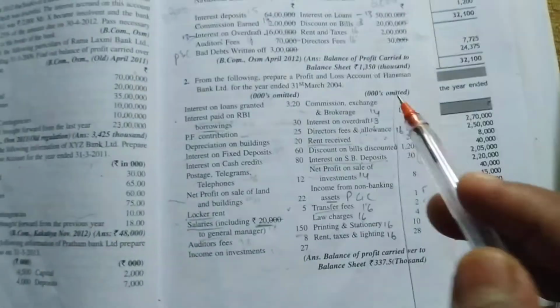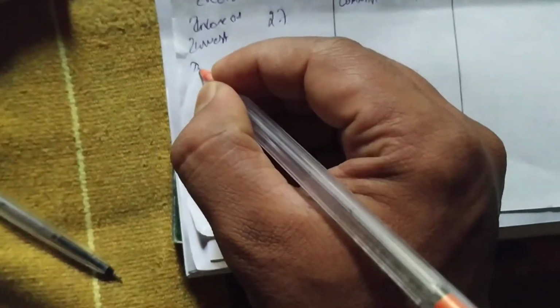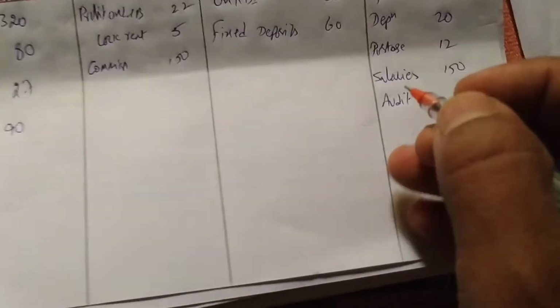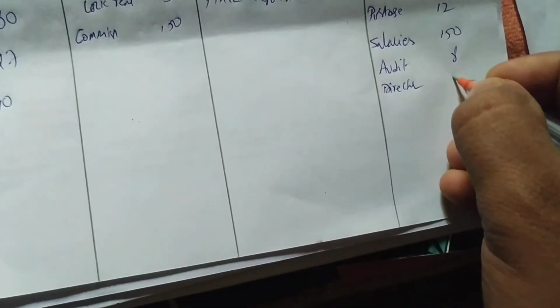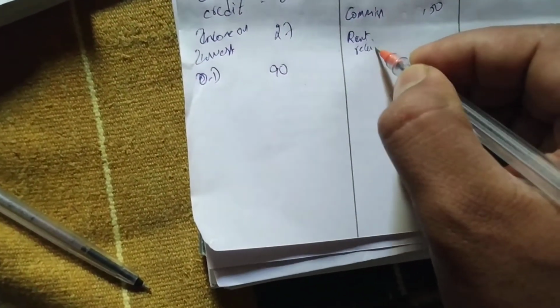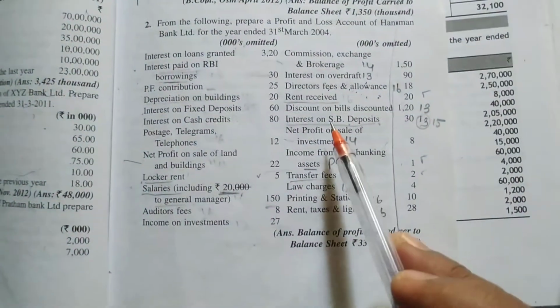Amount is 150. Next, interest on overdraft. Interest on overdraft is also direct income. OD I am writing. How much is OD? 90. OD means overdraft. Director fees and allowance, that is 18. That is also operating expenses. Director fees, amount is 18. Then we are having rent received 20, that is other income. Rent received amount is 20.